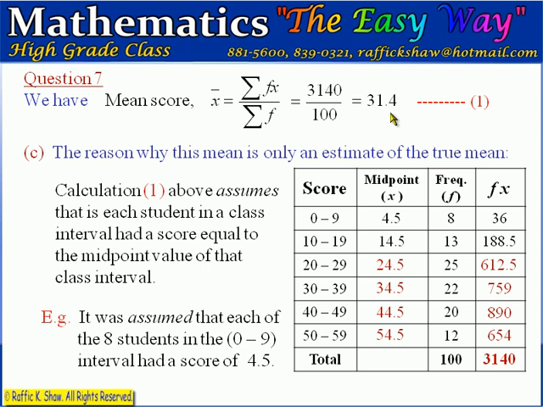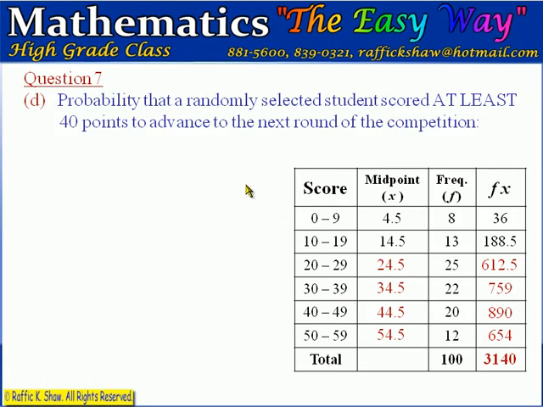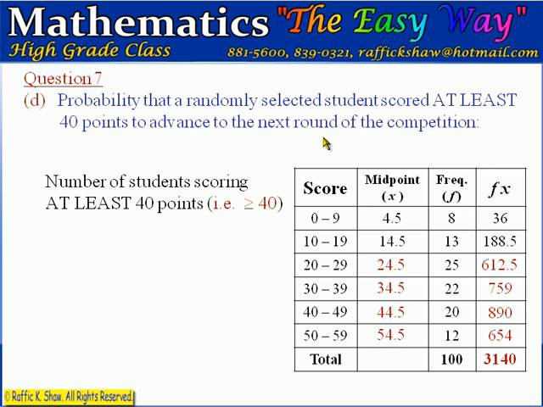Let's move down now to part D. Now in part D, we are told that students with a score of at least 40 points will advance to the next round of the competition, and we are required to calculate the probability that a randomly selected student will qualify to the next round. And as I said, to qualify to the next round, a student would have to score at least 40 points. That means 40 points or more. So what we need is to find the number of students who scored 40 points or more. And these two groups are the groups of students who scored 40 points or more.